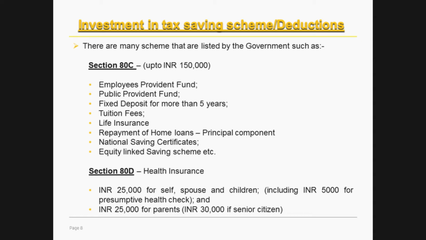Next is section 80D, that is health insurance. You can claim 25,000 of deduction for paying health insurance premium for yourself, spouse and children. You may also claim 5,000 for preventive health checkup. Further, you can also claim 25,000 of deduction for health insurance premium for your parents. This deduction can be 30,000 if your parents are senior citizens. That means total deduction is 55,000.